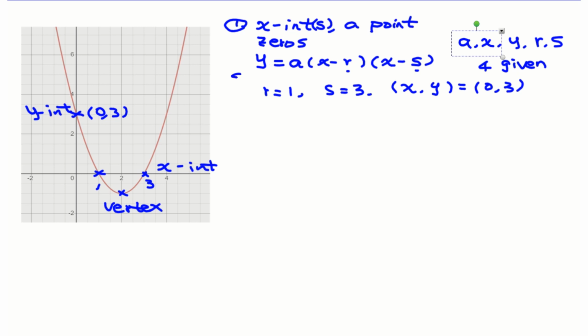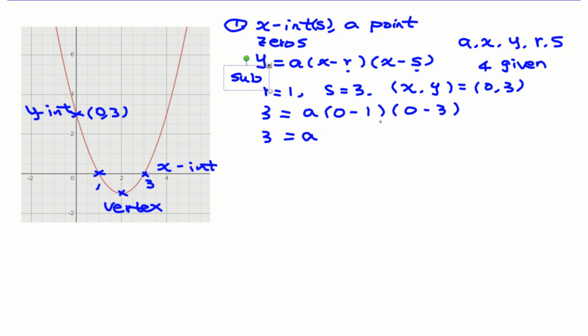Then we sub all this given information into the equation. We have 3 equals a times (0 minus 1), since r is 1 and x is 0, times (0 minus 3), since s is 3. Then we have 3 equals a times negative 1, and 0 minus 3 gives negative 3, so 3 equals a times 3. In order to solve for a, we do the opposite operation to move the 3 to the other side. This is multiplication, so the opposite is divide. So we have a equals 1.